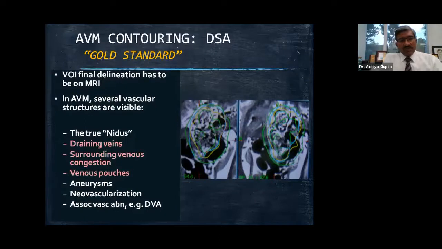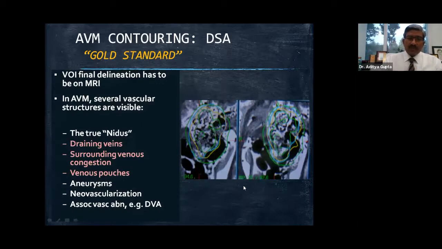And what basically I would like to also highlight is that although we consider DSA as the gold standard of AVM imaging, we have to understand that the final delineation of the target volume has to be done on a high quality 3D imaging data set such as the MRI. And in and around the AVM, there are many vascular structures that are visible.